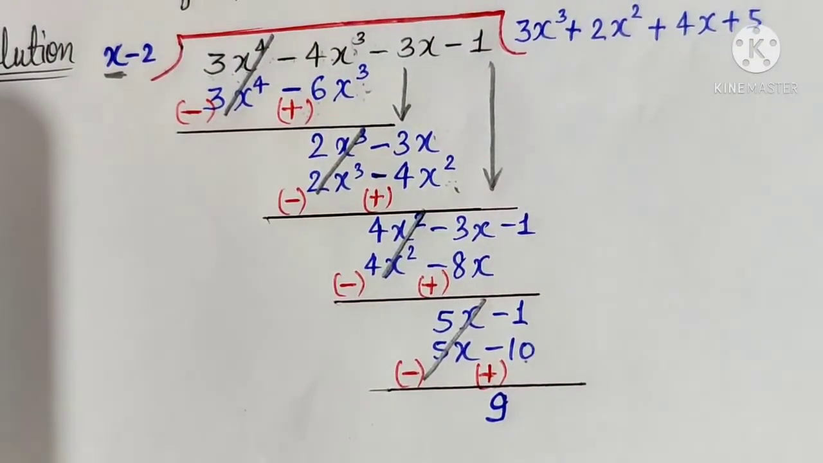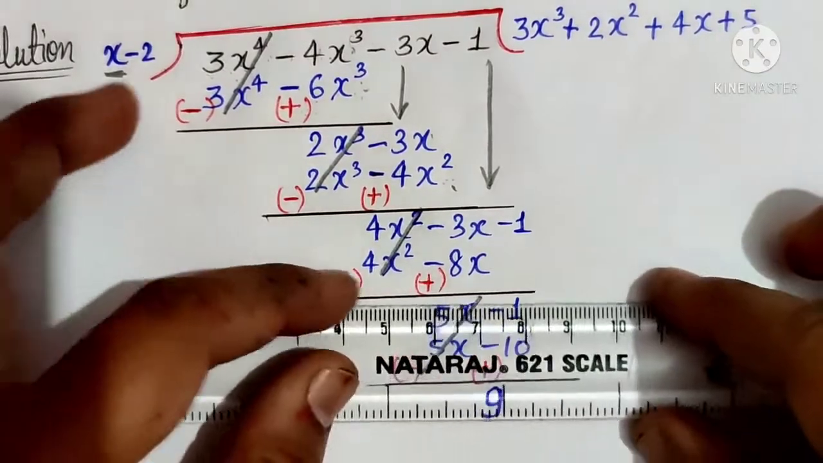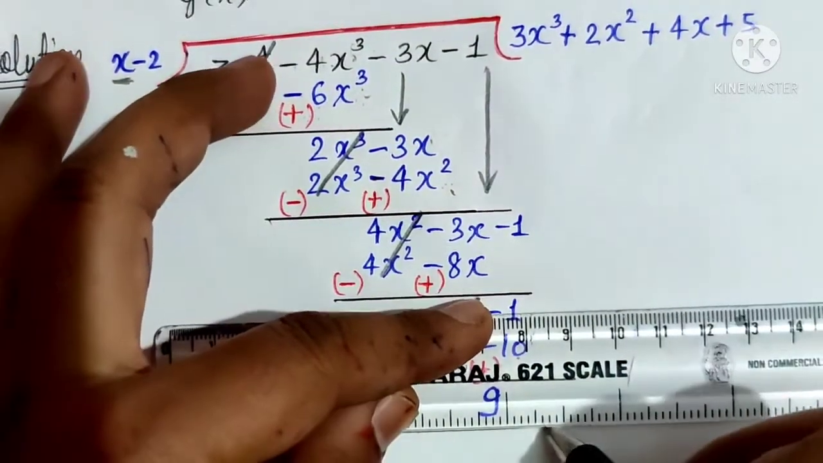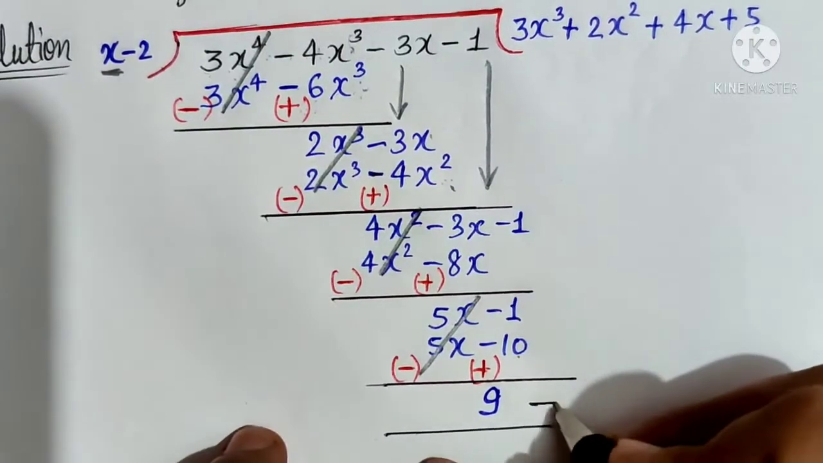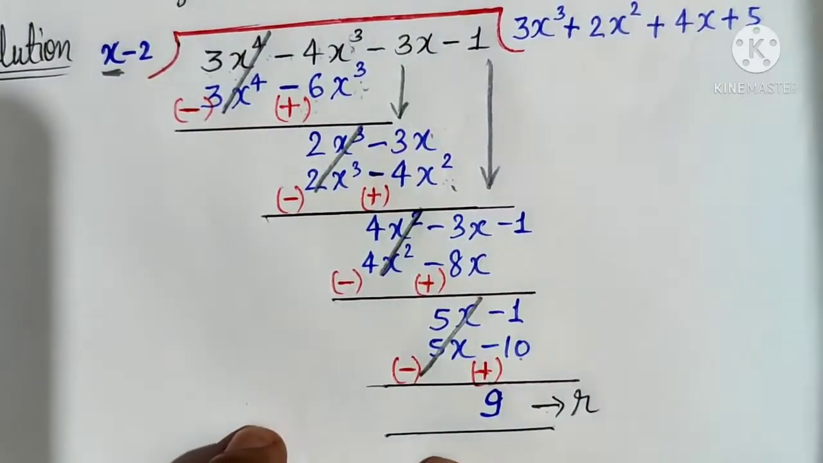But we need only 9. So that's it. We can't divide further. So we have to stop here. We can say that this is our remainder. What is this? This is our remainder. Okay. Now what is our quotient?